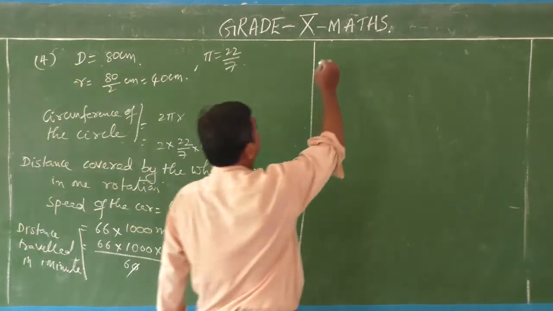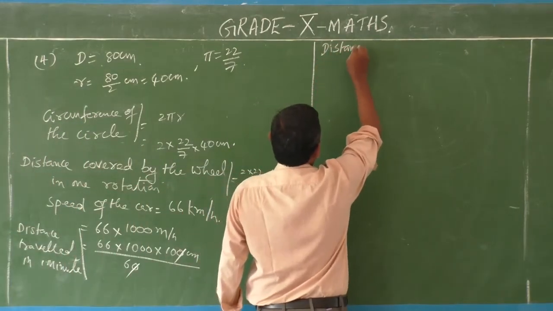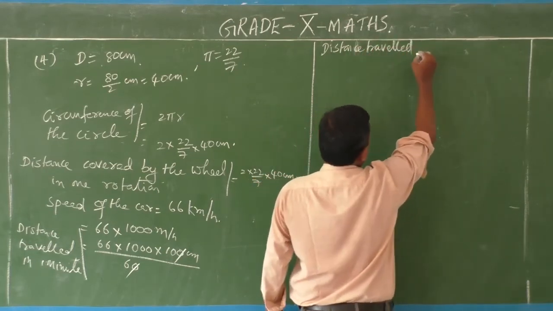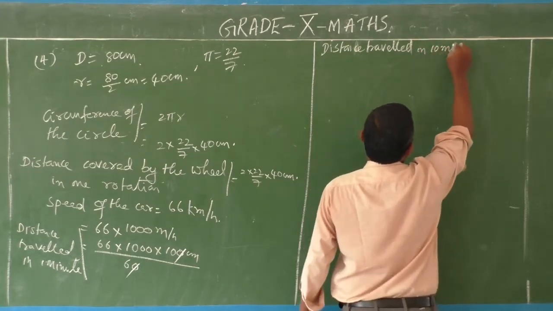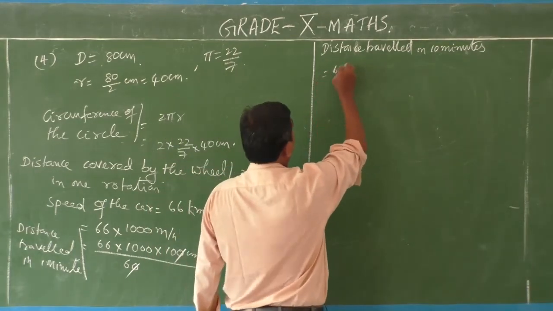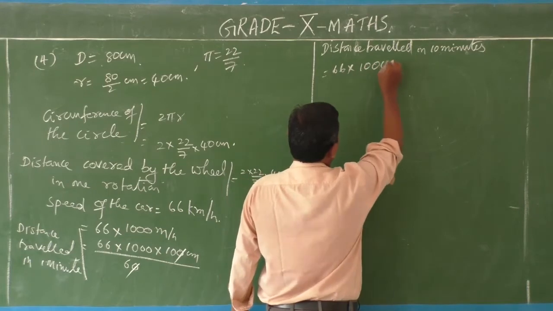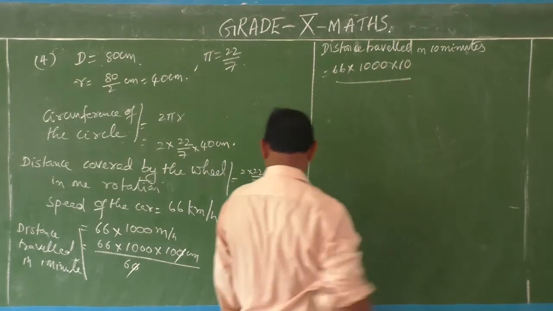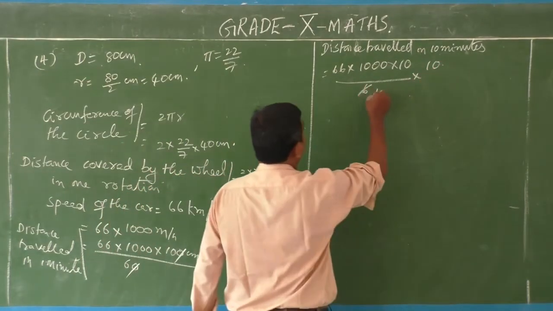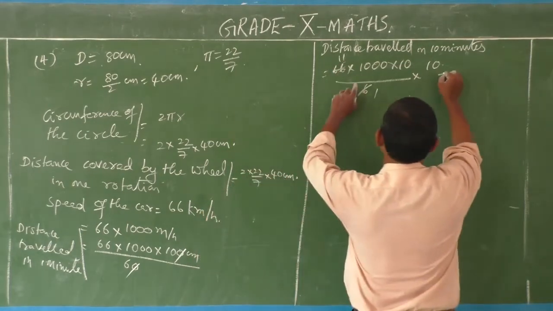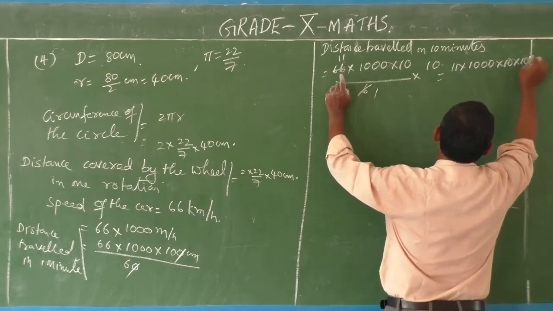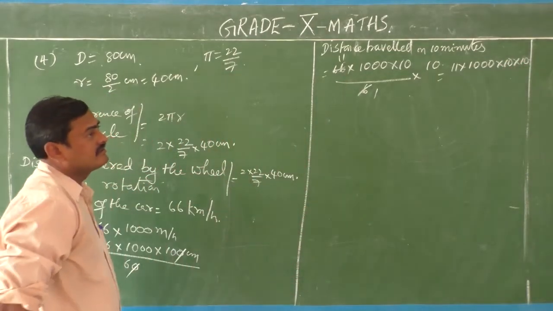Distance travelled in 10 minutes equals 66 into 1000 into 10 by 6 into 10. 6 ones are 6, 6 elevens are 66. What is the remaining? 11 into 1000 into 10 into 10. This is the distance travelled in 10 minutes.